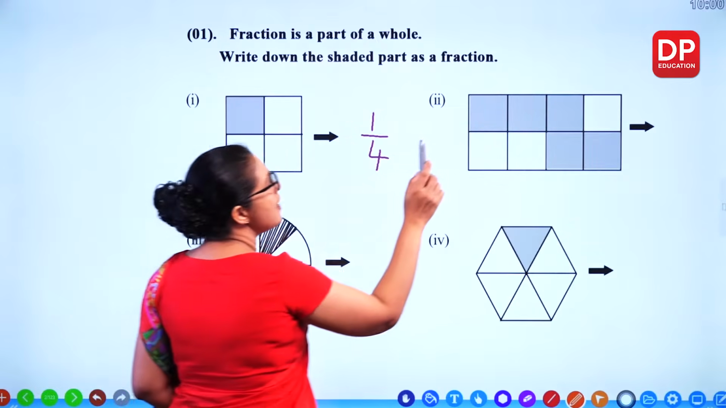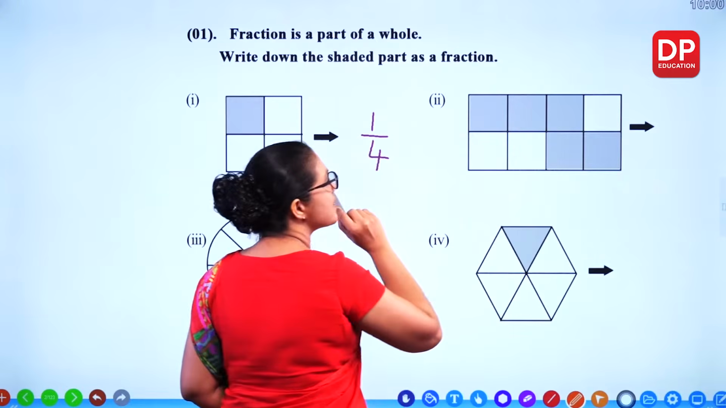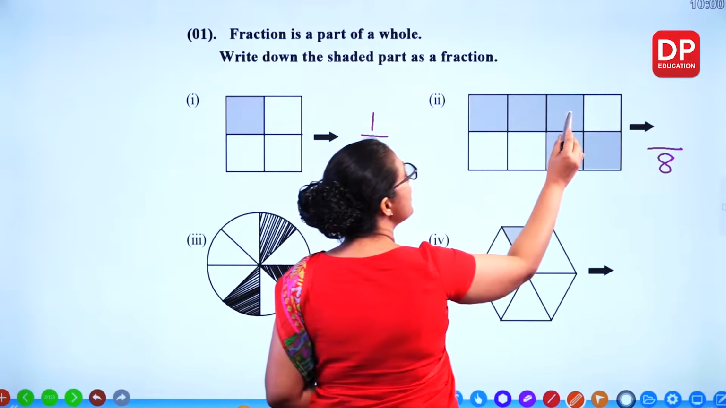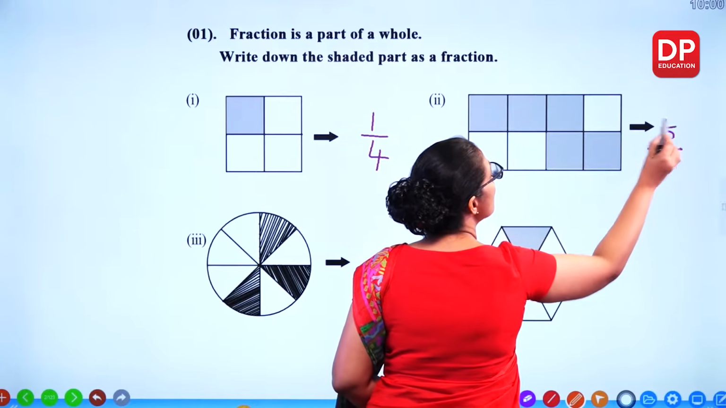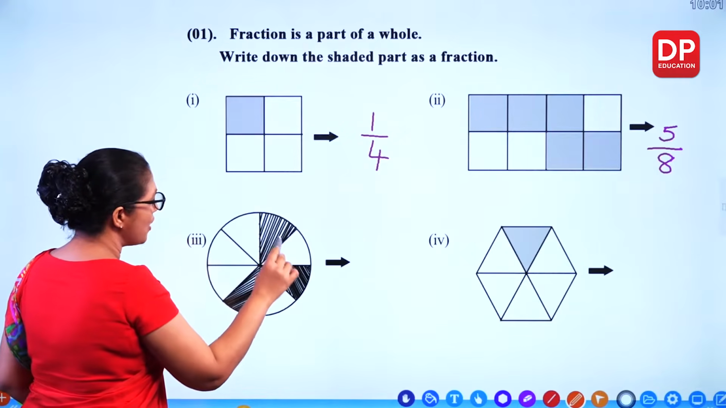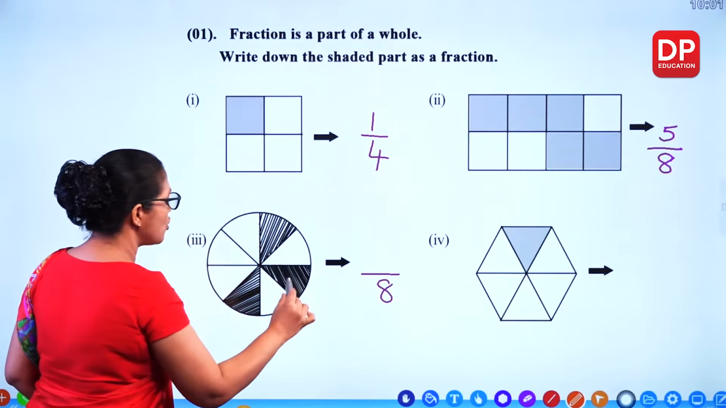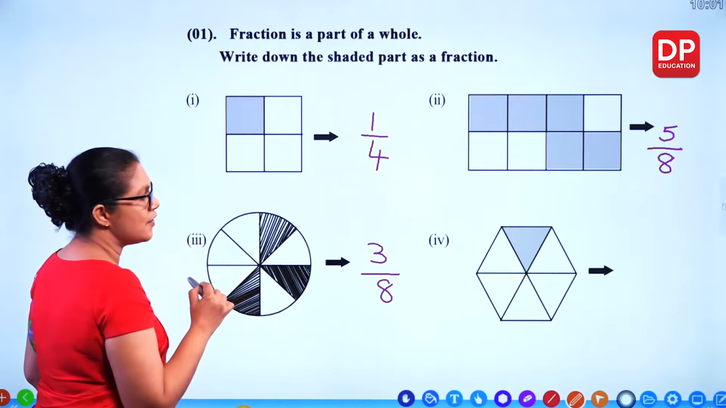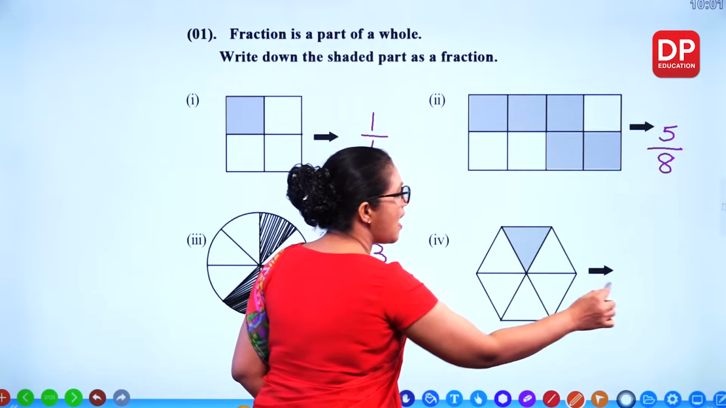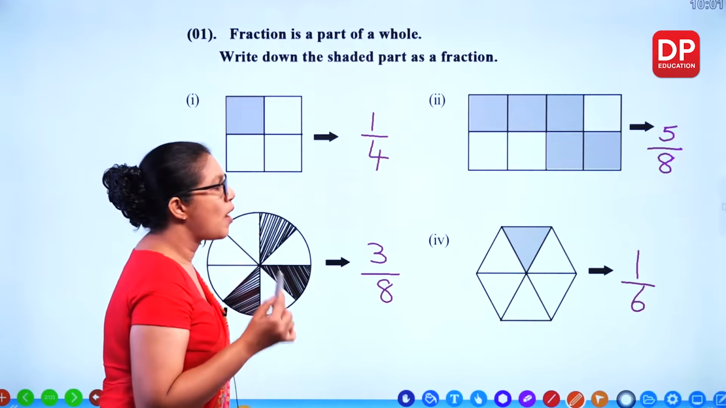This figure is equally divided into 1, 2, 3, 4, 5, 6, 7, 8 parts. Out of 8, how many parts are shaded? 1, 2, 3, 4, 5. So 5 over 8. This one, how many parts altogether? 8 parts are there. Out of 8, 1, 2, 3 parts are shaded. 3 over 8. This figure has 1, 2, 3, 4, 5, 6 parts. Out of 6 parts, 1 part is shaded. So this is 1 over 6.